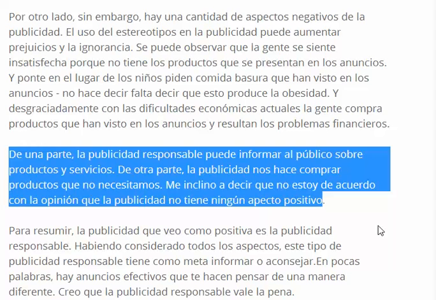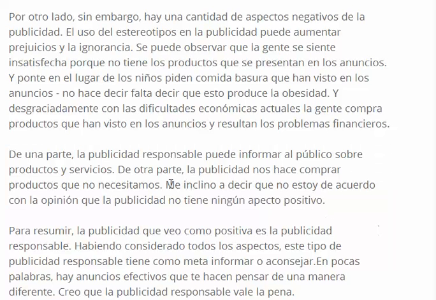The next paragraph, which I'm highlighting now, is the balancing one. And you can see at the beginning I've got de una parte. So there we've got de una parte with one sentence, de otra parte, on the one hand and on the other. And again, if you'd like to stop the video, you can see what I've done. I've got good structure. I'm saying on the one hand and on the other hand, de una parte, de otra parte.